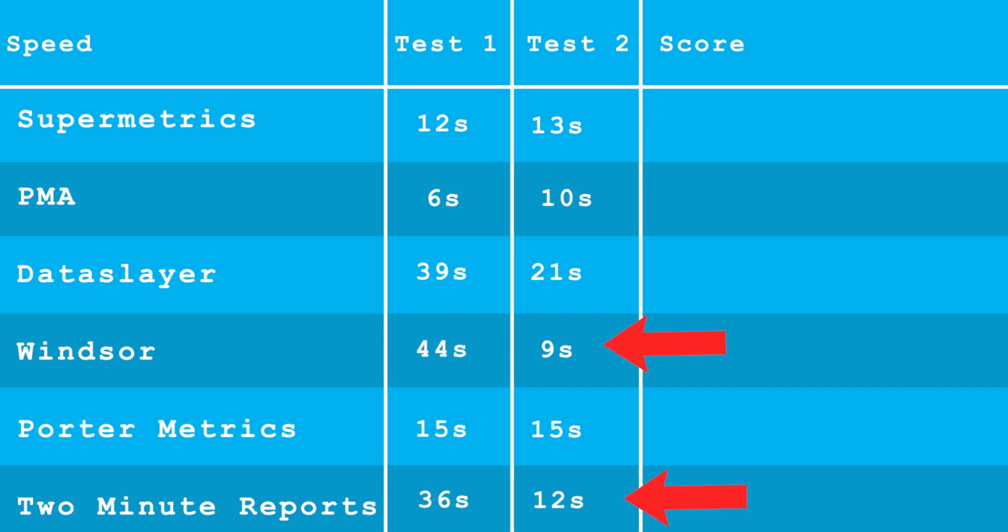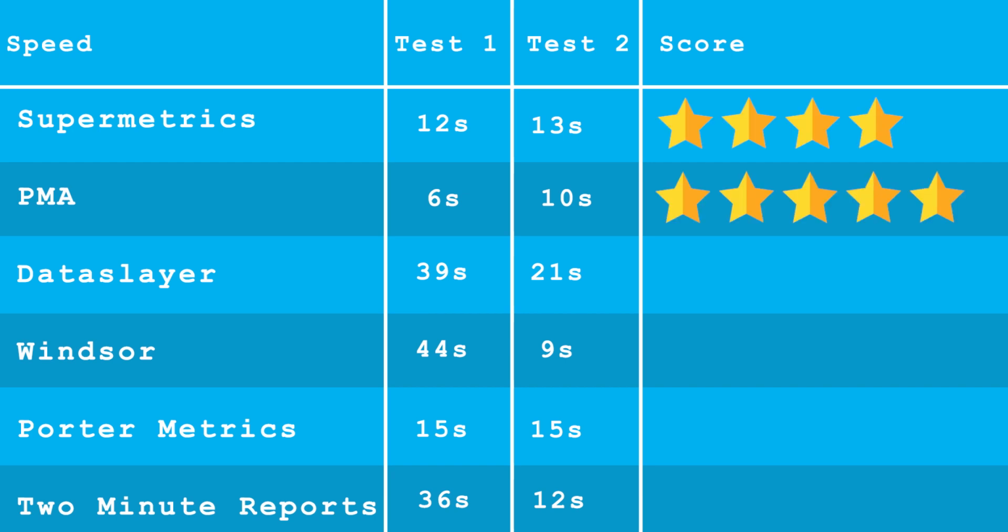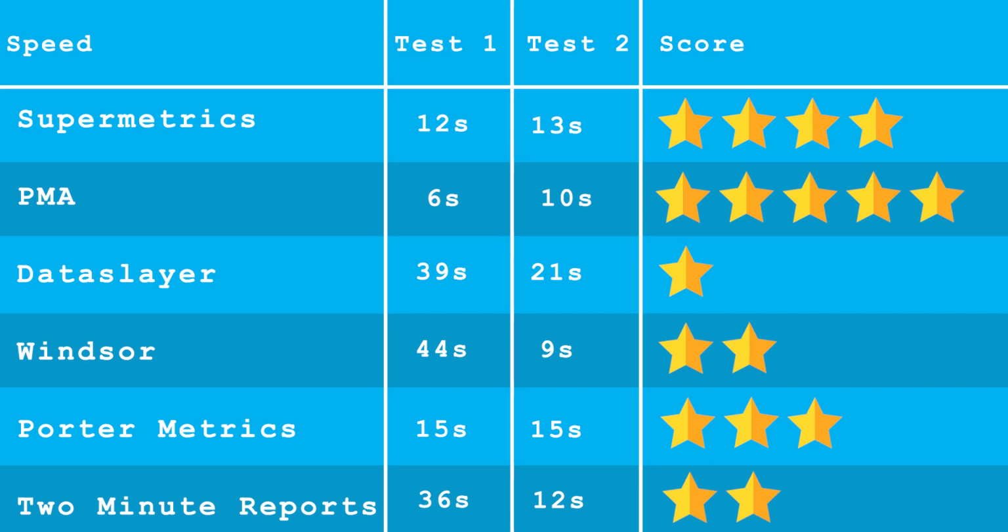So, here are my scores for the dashboard speed. Supermetrics, 4 stars. PMA, 5 stars. Data Slayer, 1 star. Windsor, 2 stars. Portometrics, 3 stars. And 2-Minute Reports, 2 stars.